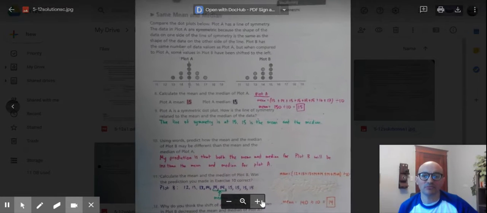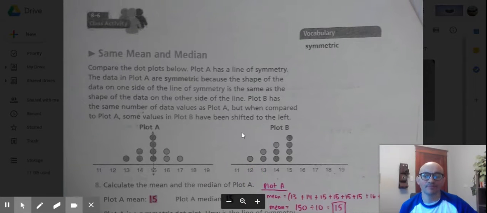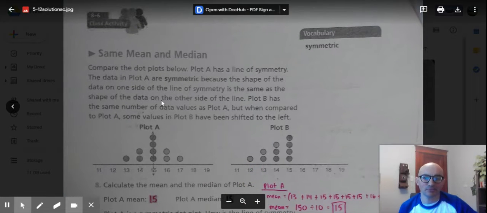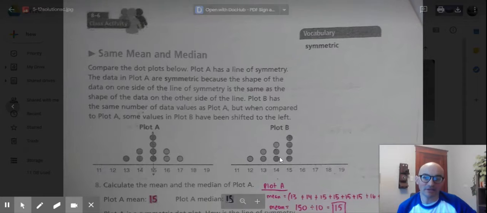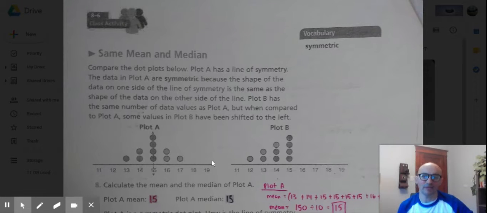The last couple of days we've been calculating, we learned how to calculate the mean and the median of a data set. Today we're going to be looking at data sets. We're going to be comparing symmetric data sets to non-symmetric data sets, and we're going to be thinking about the similarities and differences, so sort of a compare and contrast type of activity today.